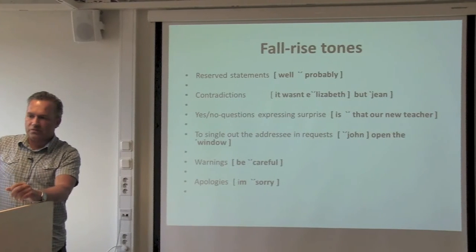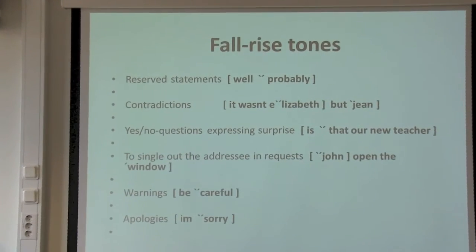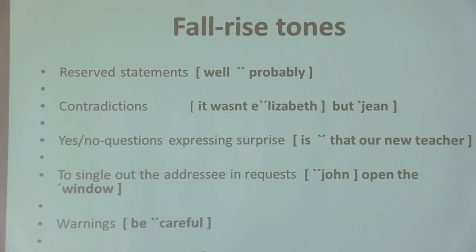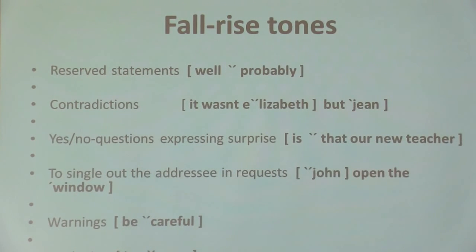And here are some examples of the fall rise tones. Once again, these are taken from our textbook. And as I said before, they express some kind of hesitation. Here are some examples. Well, probably. We go down and then we go up. We use fall rise when we're contradicting the information we've just heard. For example, it wasn't Elizabeth, but Jean. It wasn't Elizabeth, but Jean.